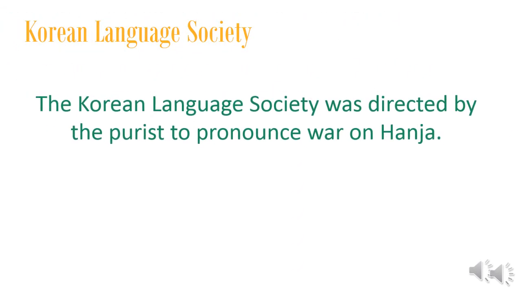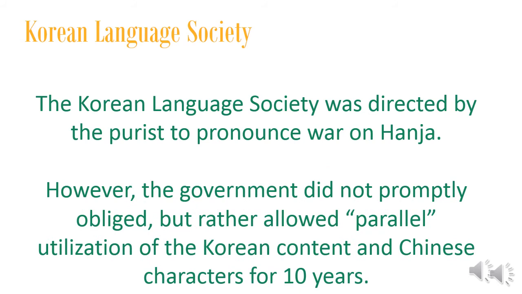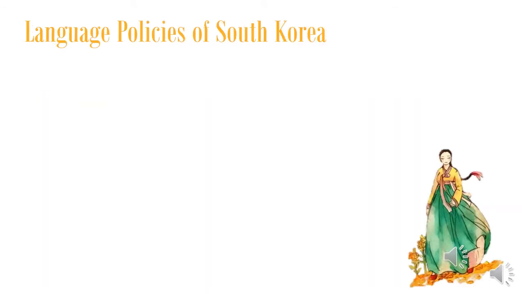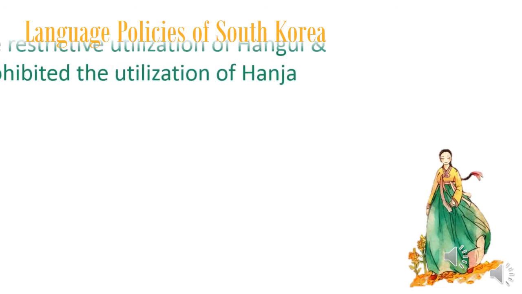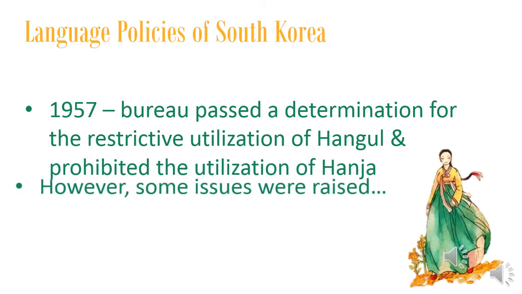The Korean Language Society was directed by the purists to declare war on Hanja. However, the government did not promptly oblige but rather allowed parallel utilization of the Korean script and Chinese characters for 10 years. In 1957, the Bureau of South Korea passed a determination for the restricted utilization of Hangul and prohibited the utilization of Hanja. However, some issues were raised.